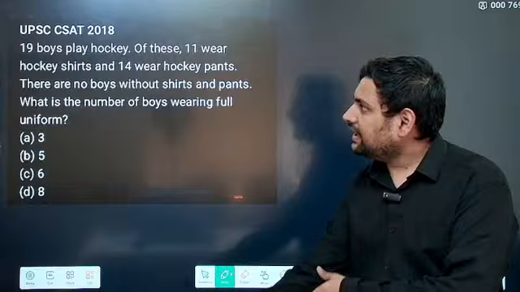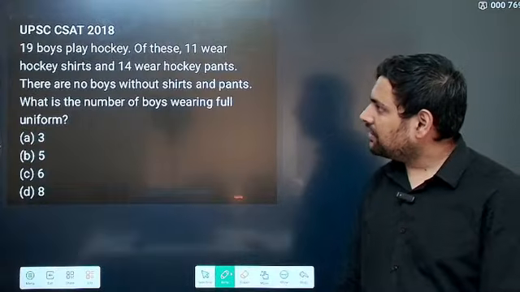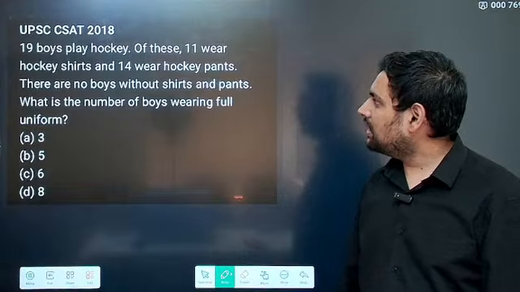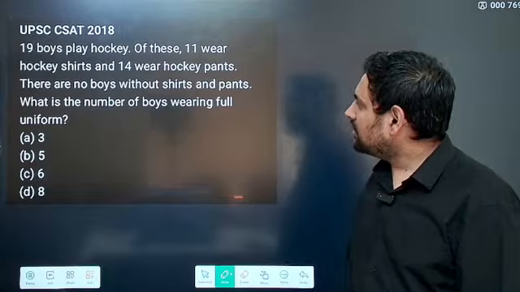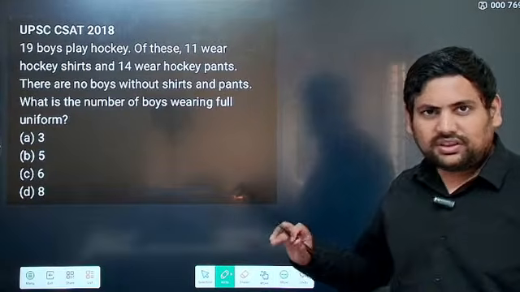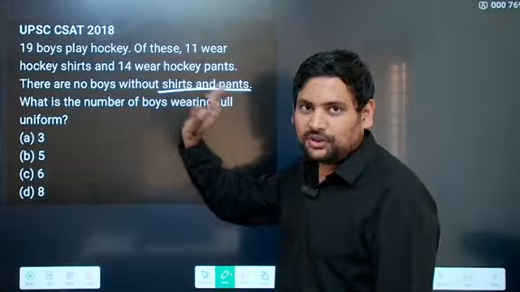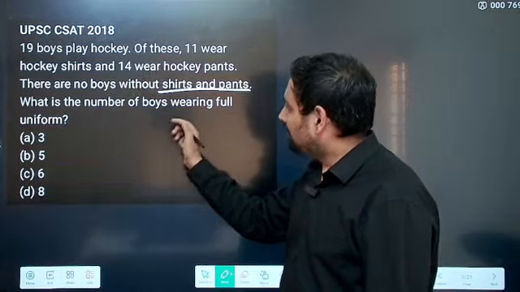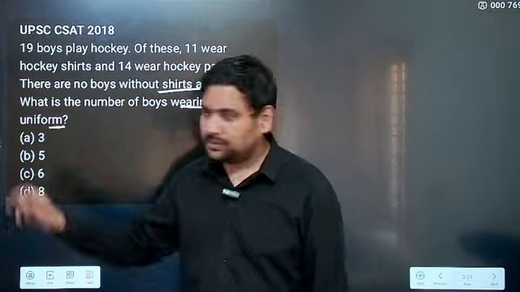19 boys play hockey. Of these, 11 wear hockey shirts, 14 wear hockey pants. There are no boys without shirts and pants. Okay, so there are no naked boys. Something they must be wearing. What is the number of boys wearing full uniform?